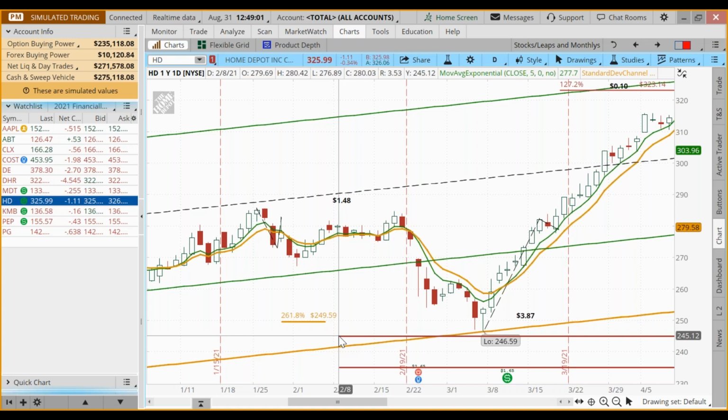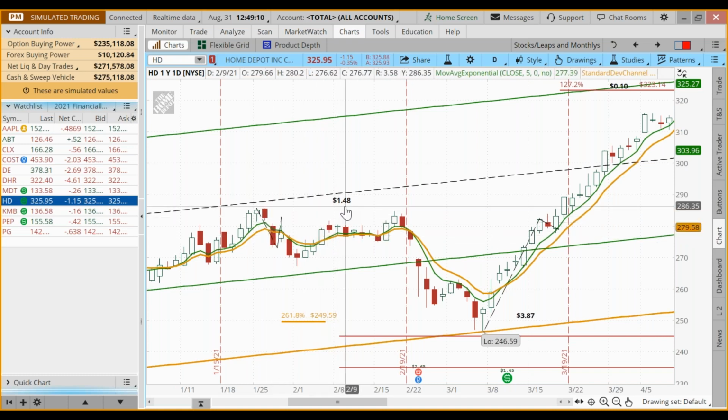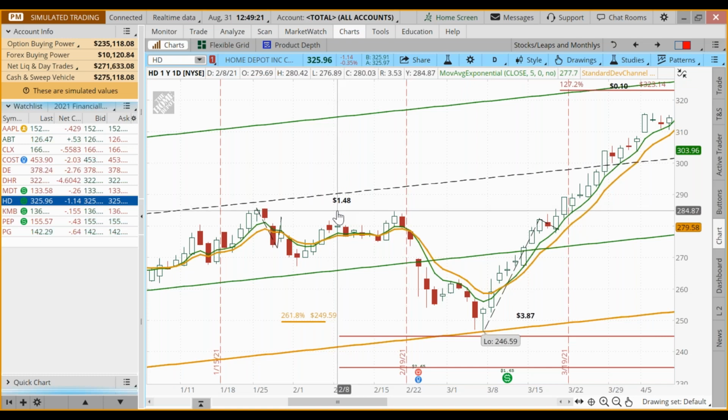Okay. So the reason I got in right here was the 5 crossed over the 8. I didn't have a measured move. I was probably hoping for a measure. Oh, hope. Geez, that's out of the vocabulary of trading, because hope can get you in a lot of problems.